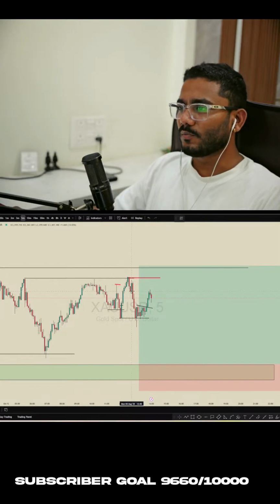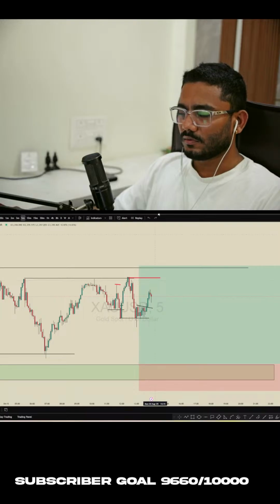So it's rejecting from this sort of block. Probably it will create a breaker block over here. Let's see.